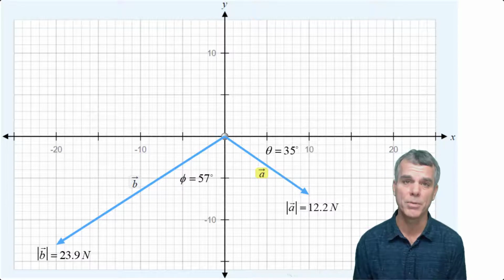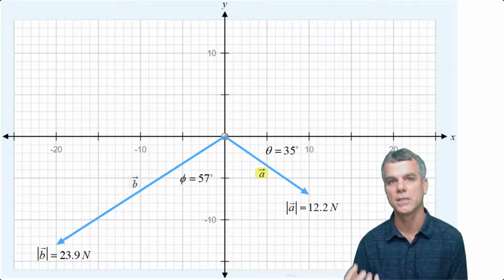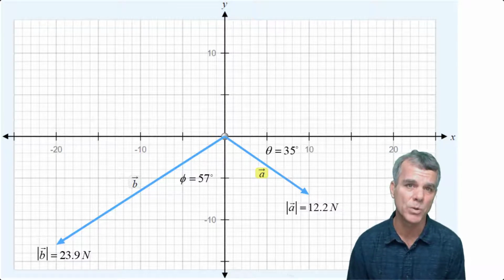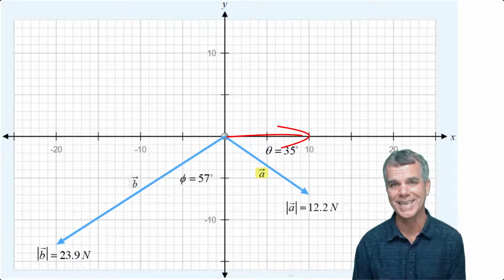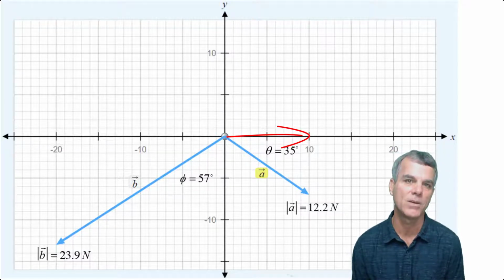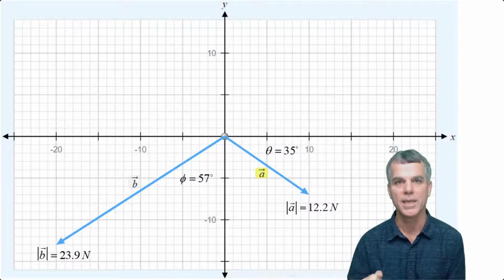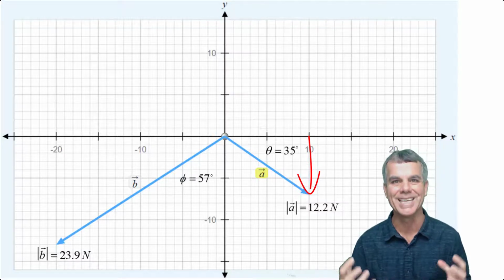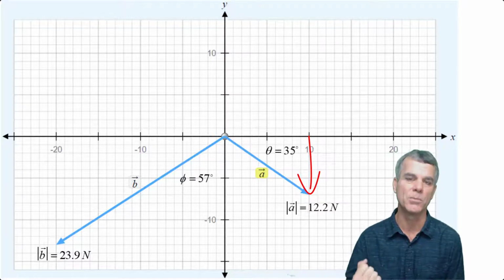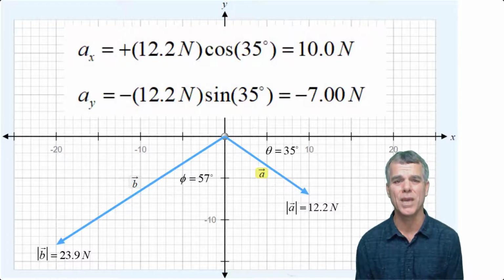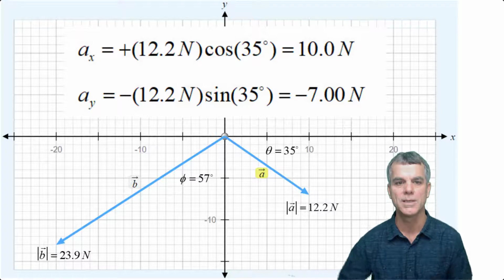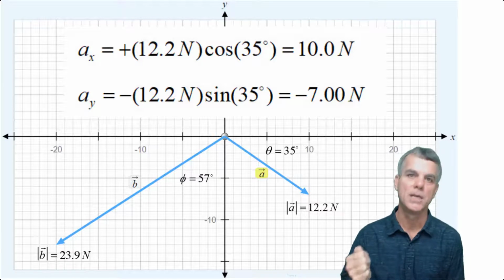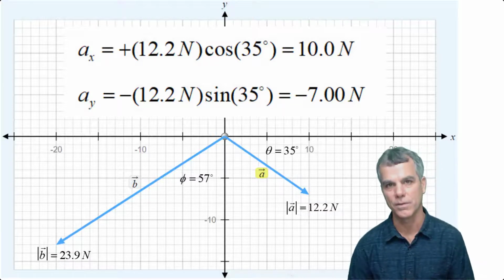Remember, our very first step is to break each vector up into x and y components. Let's start with vector A. I know the x component of A points to the right, so it's positive, and it is the adjacent side to this 35-degree angle, so I'm going to use cosine. The y component of vector A points straight down, so it should be negative, and it is the opposite side, so I know I'm going to use sine. So my x component of A is plus 12.2 newtons times the cosine of 35 degrees. The y component of A is minus 12.2 newtons times the sine of 35 degrees.